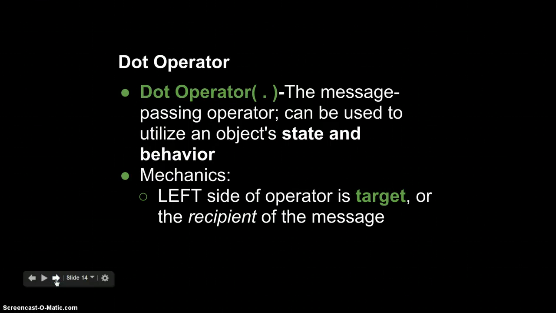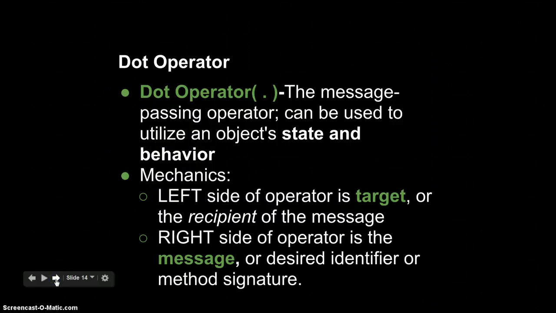The left side of the operator is the target or the recipient of the message. So if I have some object that I want to do something with, I say that object and then a dot. Okay? And then on the right side is the message or the desired identifier method signature that I want to use on it. Well, let's see how this works.